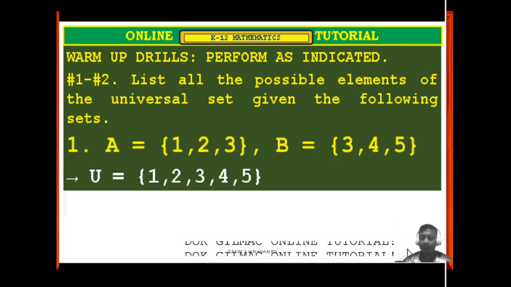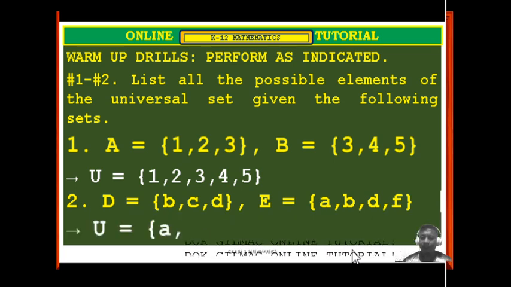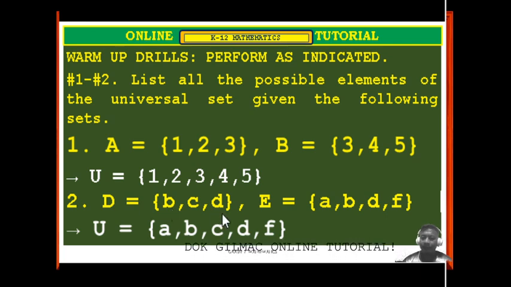once. Okay. Number 2, we have B, C, D for set D, A, B, D, F for set E. What are the elements of U for the universal set? Yes, very good. We have A, B, C, D, F. Again, both set D and set E have two common elements, B and D. And take note, this should only be written once.